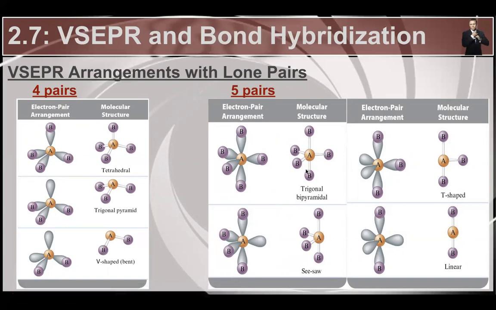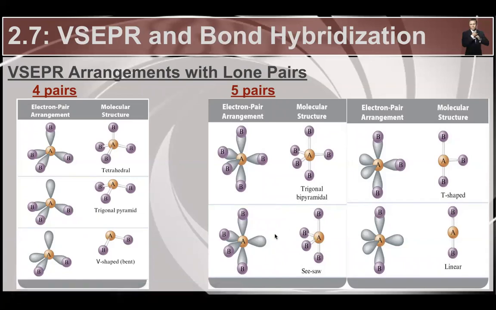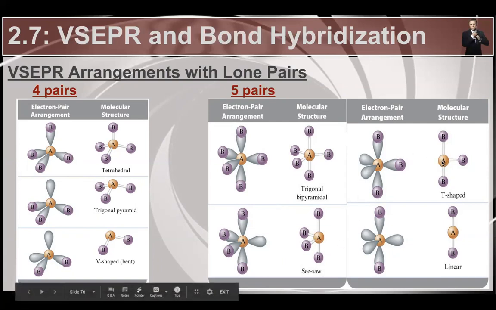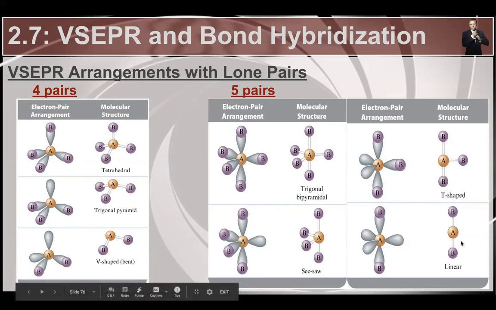Now, for 5 pairs, if we have 5 bonding pairs, it's trigonal bipyramidal, like we said before. If we have 1 lone pair, so taking away this one right here, that's going to give us a little seesaw shape. So if we were to set this down on its side, it would look like a seesaw. Here, if we take 2 away, it's going to give us T-shaped. So just take 2 away from that plane, giving 90 degrees between these two, and then 180 between these two. And if we end up having 3 lone pairs, it's going to give us a linear structure.